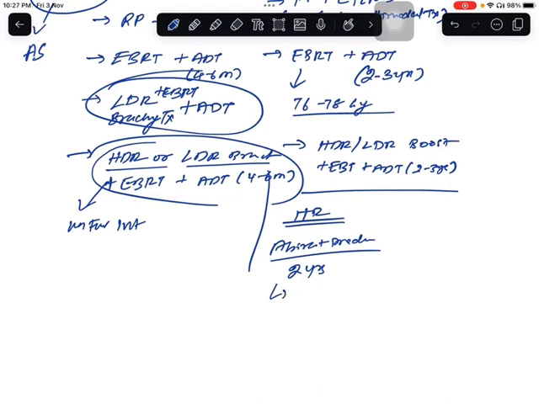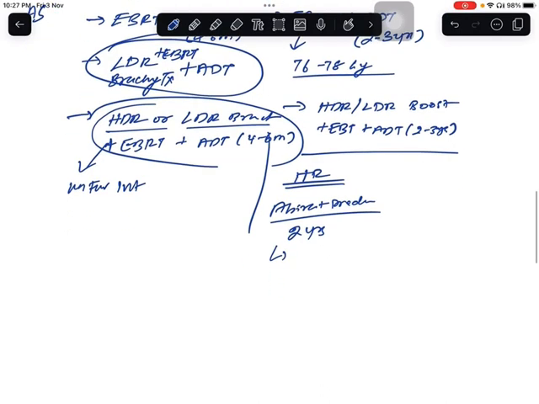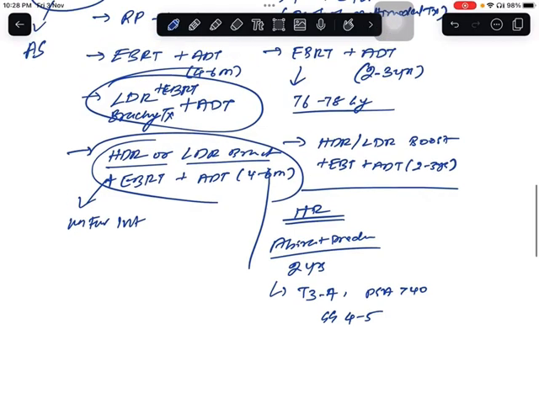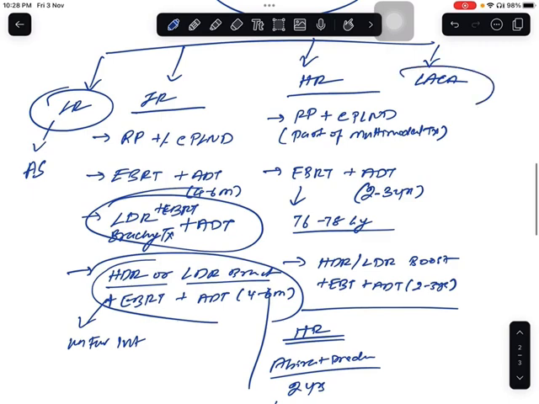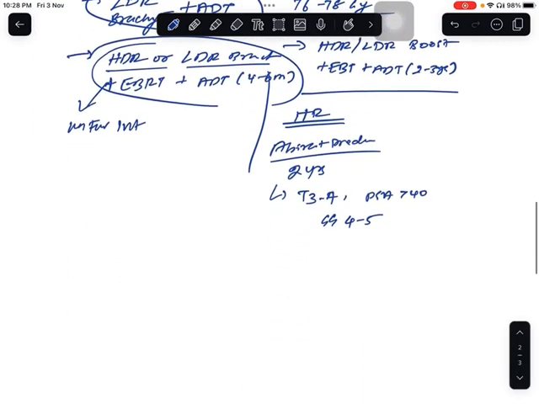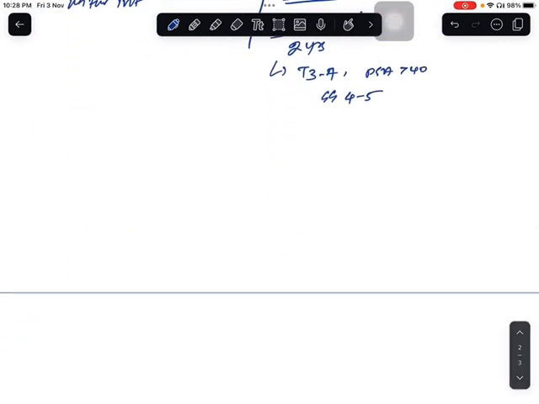So in which patients in the high risk group should you consider giving abiraterone? It includes patients with T3 or more, and PSA more than 40, Gleason grades 4 and 5. Okay, these are the indications for giving abiraterone in high risk group. Next, we are going to see the locally advanced prostate cancer. So, locally advanced prostate cancer. So, what are the treatment options available?